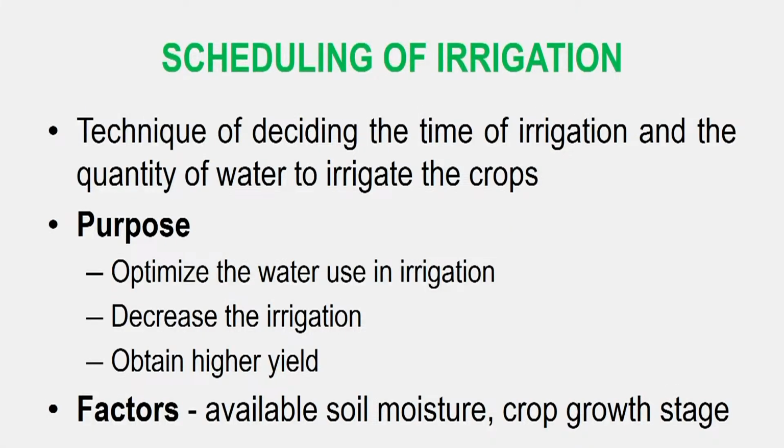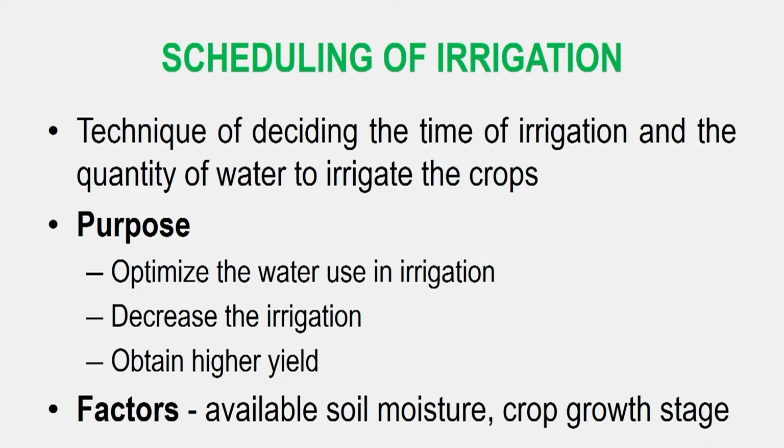Now let's understand the meaning of scheduling of irrigation. When we say scheduling of irrigation, it means the technique of deciding the time of irrigation as well as the quantity of water that is needed for irrigation of the crop. This scheduling of irrigation is needed to optimize the water use for our irrigation purpose. As we know, water is a non-renewable resource, so we must use our water in the most optimal way.